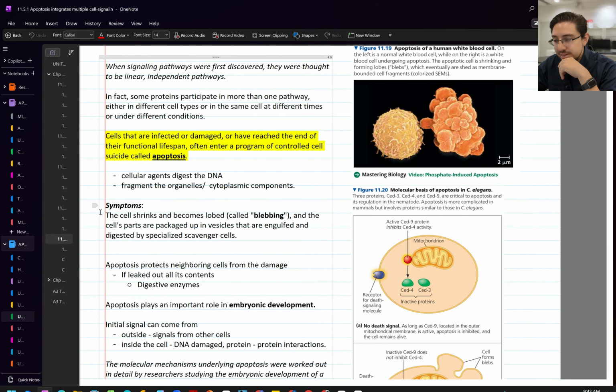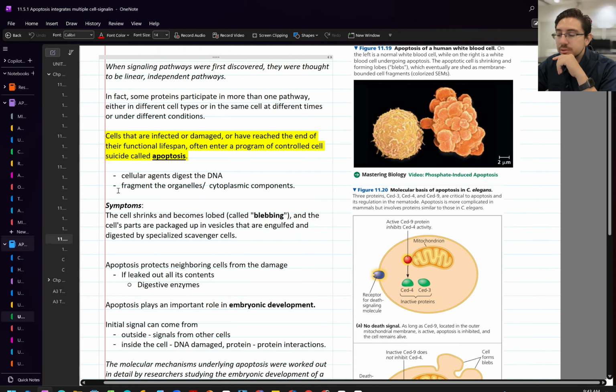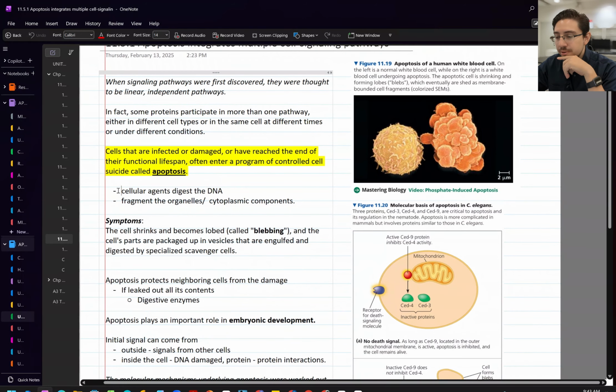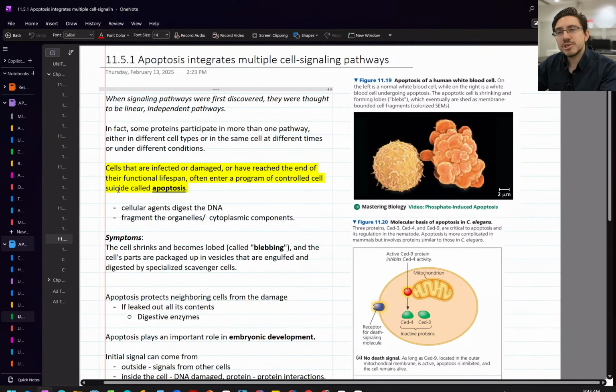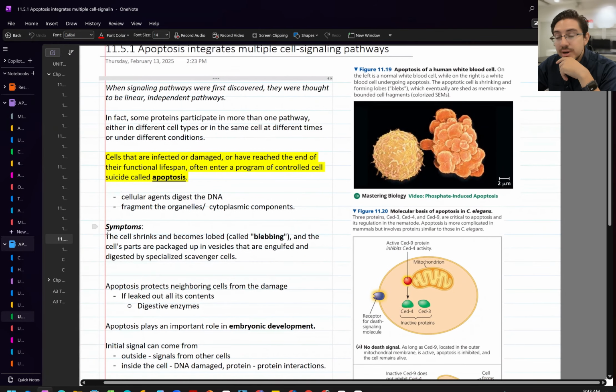It is called controlled cell suicide, or apoptosis. Maybe you've heard of it before. It's a big complex system of signaling and of physical changes in the cell. What happens? Cellular agents digest DNA and break down organelles and components within the cytoplasm. Ultimately, you start to break down this particular cell. How does it look? The cell itself will begin to shrink. I don't want to say shrivel, but it'll start to develop little lobes, as you see here.